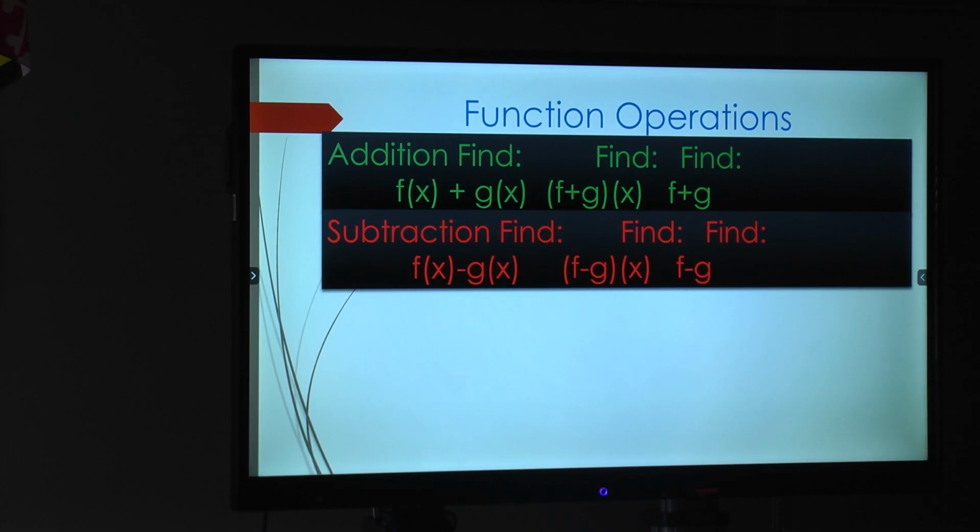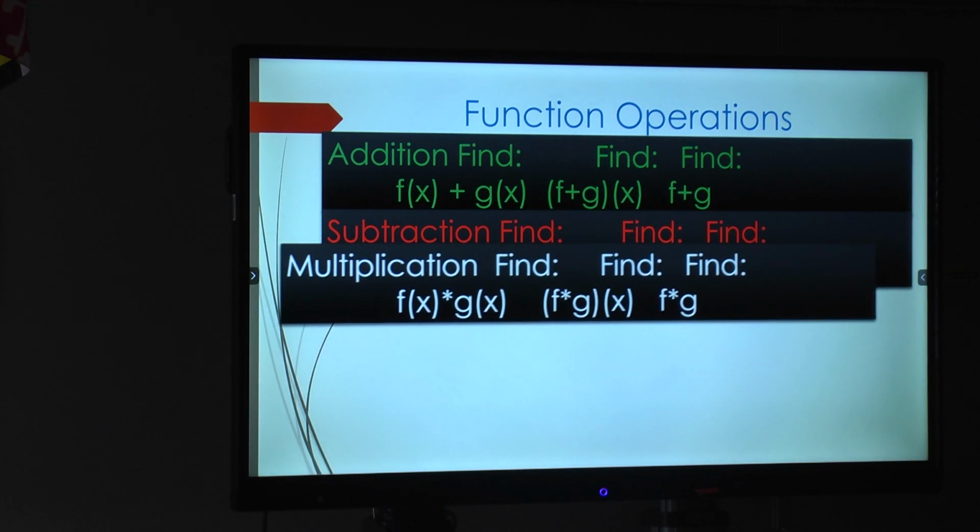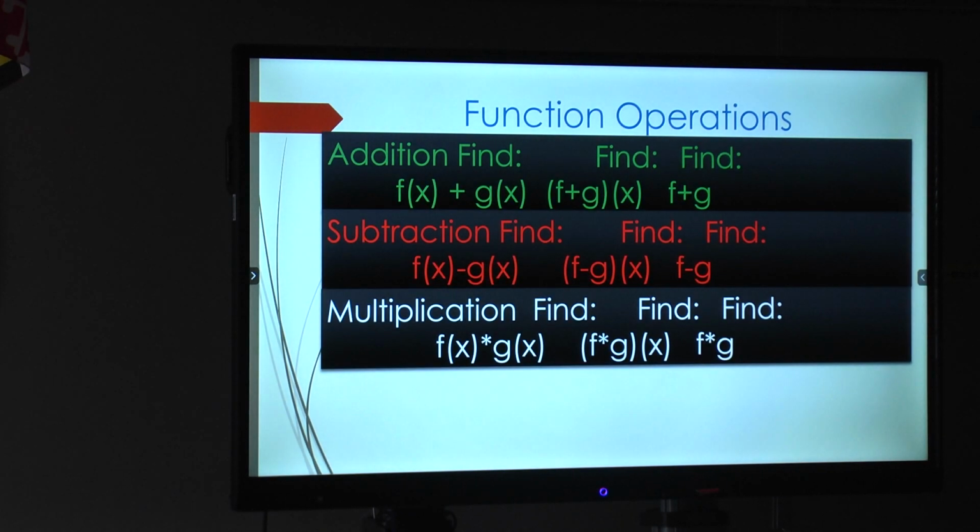There are a couple. They will always be bonded together. To distinguish, we always use the plus for addition and a dash for subtraction. Next is multiplication.